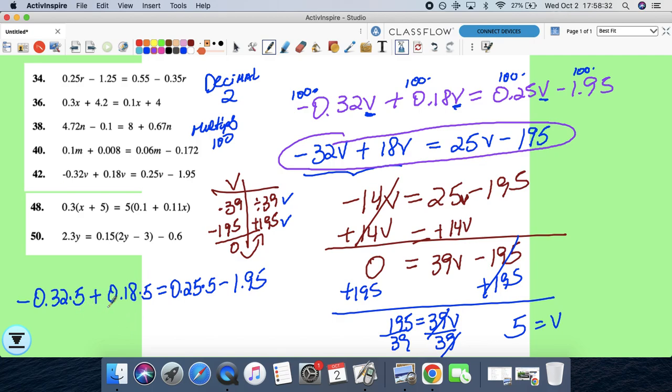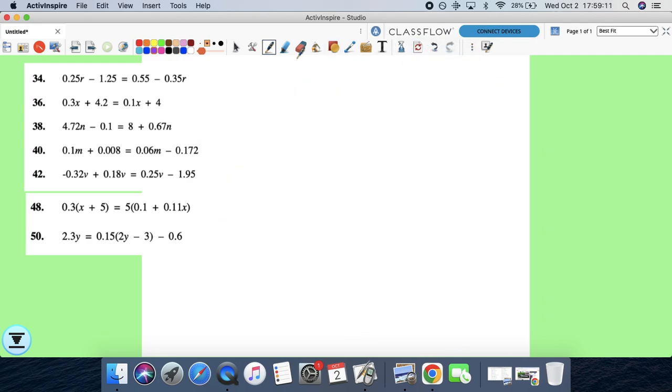So let's multiply this. 0.32 times 5 is negative 1.6. Plus 0.18 times 5 is 0.9. And then that's going to give me negative 0.7 on the left side. On the right side, 0.25 times 5 is just 1.25. Minus 1.95, so think about it backwards, I guess. $1.95 minus $1.25 is 70 cents, but it has to be negative, right? And that's it. Oh, these are pretty straightforward, right?